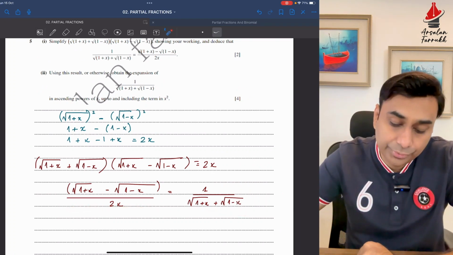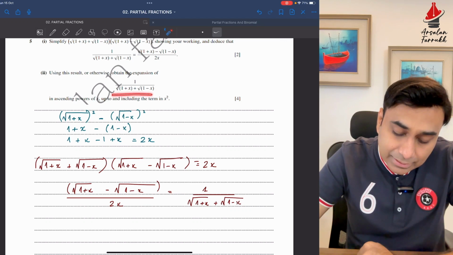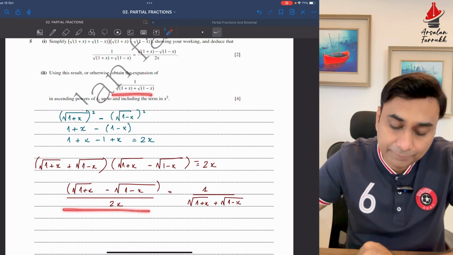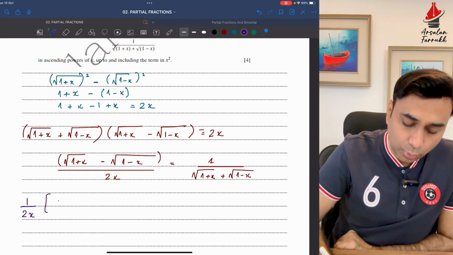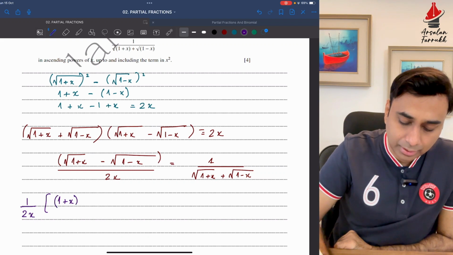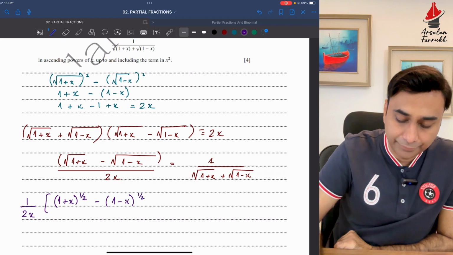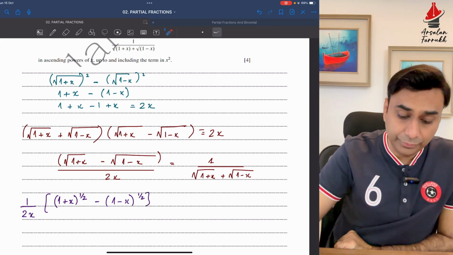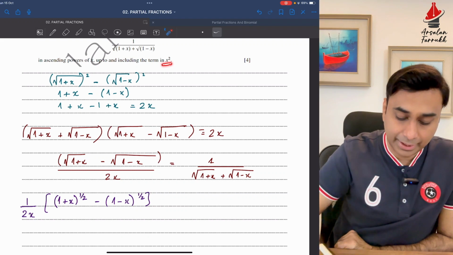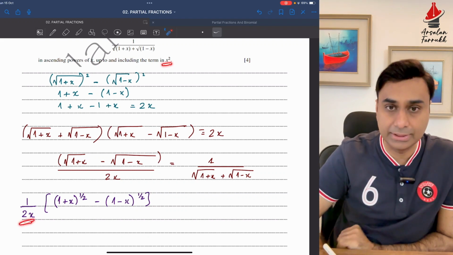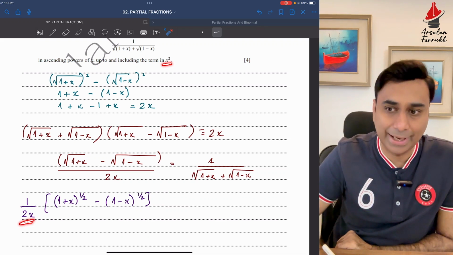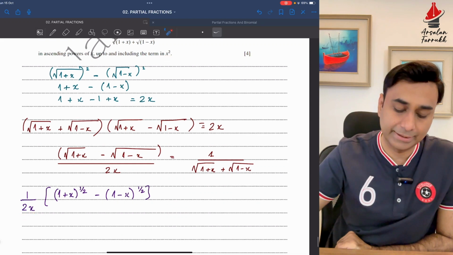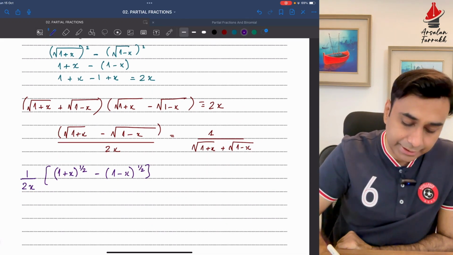what I can do is expand this. I will rewrite 1 over 2x separately. This is going to become 1 plus x to the power half minus 1 minus x to the power half. Although I have to expand it till the term in x square, I can see an x in the denominator, which means I have to do my overall simplification till the term in x cube, because x cube divided by x would simplify as x square. So I will start doing the expansion over here.